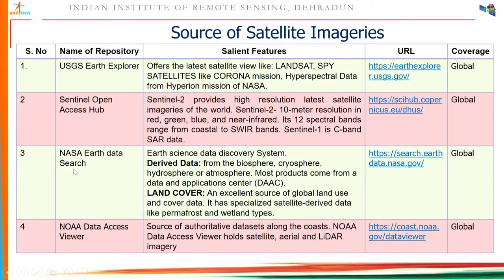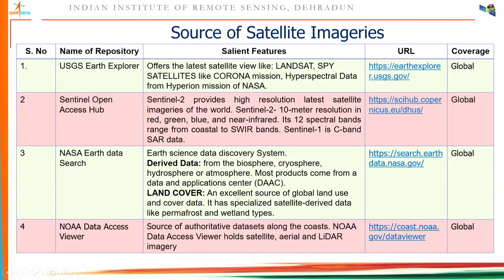NASA Earth Data Search. This is again a very popular scientific data repository, especially as an Earth science data discovery system. What you can get from this website is derived data from the biosphere, cryosphere, hydrosphere, or atmosphere. Most of the products come from a Data and Application Center, called DAC. You can also get data on land cover. It is an excellent source of global land use and land cover data. It has specialized satellite-derived data like permafrost and wetland types. These data sets are also hosted.